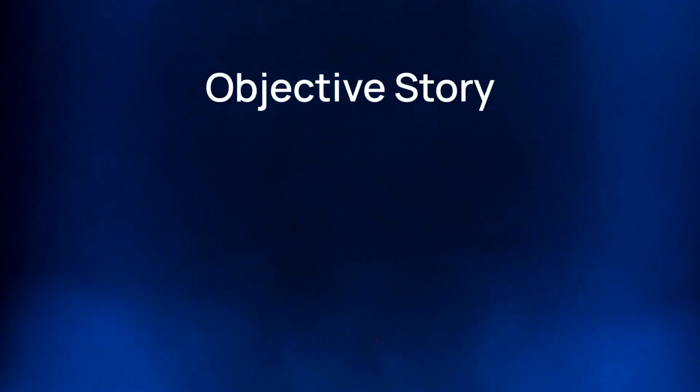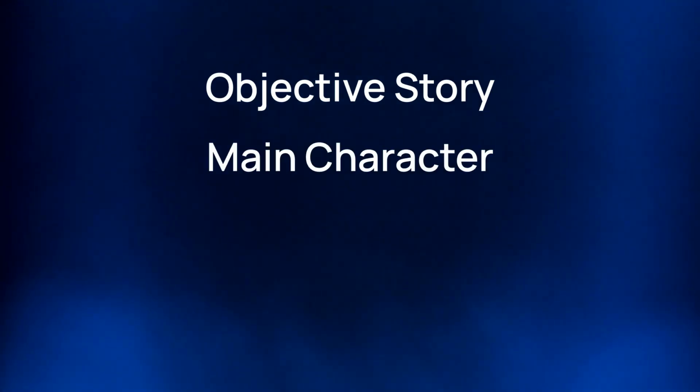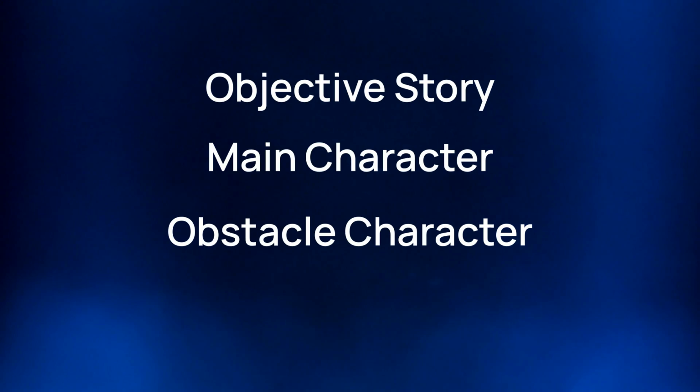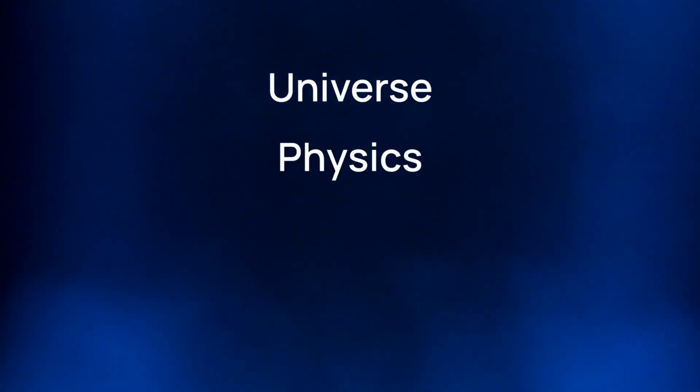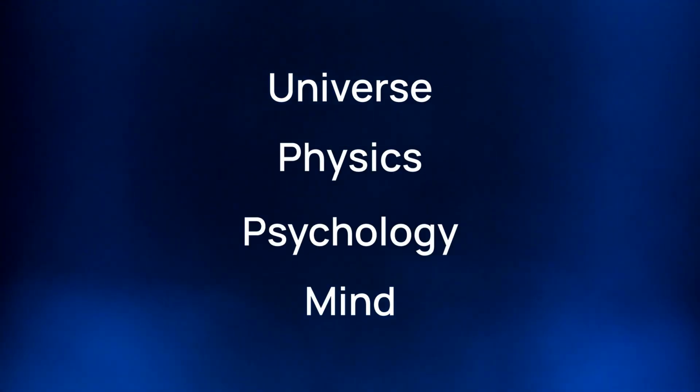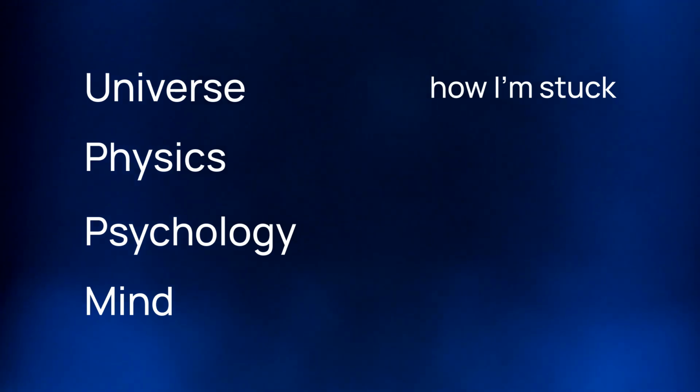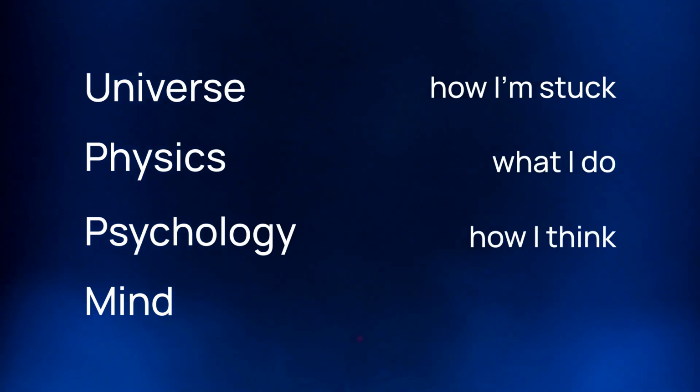If you're familiar with Subtxt, you'll know that there are four throughlines that make up a complete story. There's the Objective Story Throughline, the Main Character Throughline, the Obstacle Character Throughline, and the Relationship Story Throughline. And in a complete story, each throughline would focus on a unique area of conflict: universe, physics, psychology, or mind. As the Main Character Throughline is meant to portray the I perspective, these areas of conflict translate to how I'm stuck, what I do, how I think, and what I think.